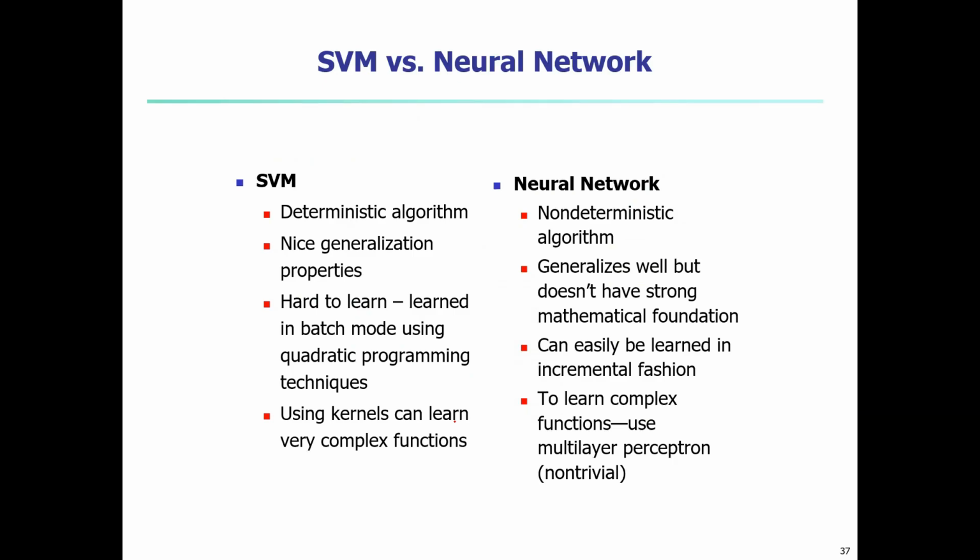Finally, today we are going to look at how the support vector machine compares to the neural network, another very popular machine learning algorithm. We have the deterministic nature of the algorithm, whereas the neural network is not. It has nice generalization properties. Here it generalizes well. However, the mathematical foundation is not as strong as we have in the support vector machine.